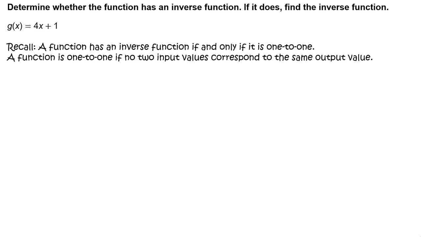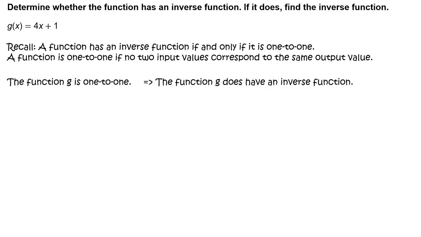First, recall a function has an inverse function if and only if it is 1 to 1. A function is 1 to 1 if no two input values correspond to the same output value. The function g is 1 to 1, so the function g does have an inverse function.